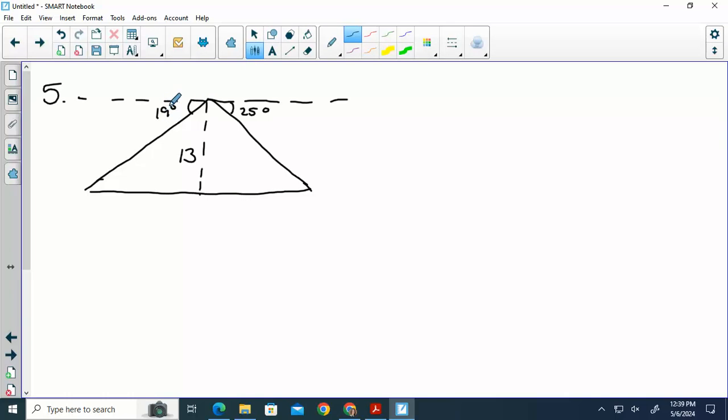Okay, you have 2 options. Alternate interior, this one down here would be 19 if you did that. The other option would be to do what? Yep, 90 minus 19 will be 71. So either option works. This one would be 65, or if you went down here, that's 25. So lots of options there for our angles.